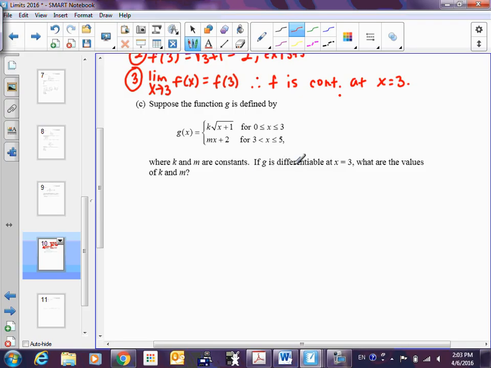Okay, so if G is differentiable, that is going to imply that G is continuous. If you think about this logically, it should make sense, because if you can take a derivative, you can only do that if there's actual points there. If there's a hole or a vertical asymptote, you can't take the slope of that. So, and there's some other things that have to be true.